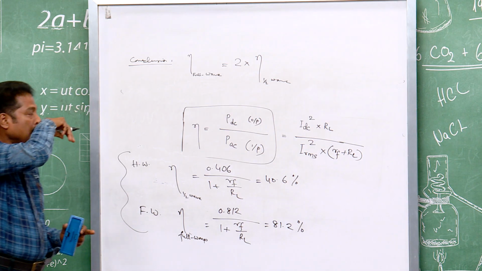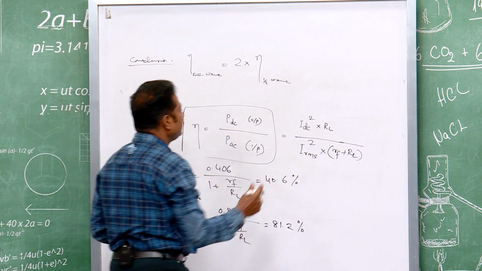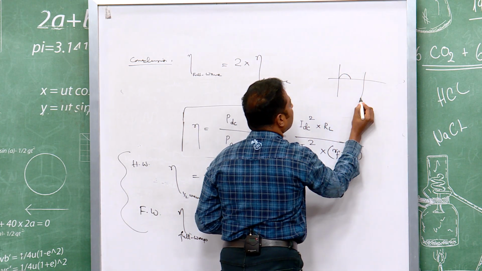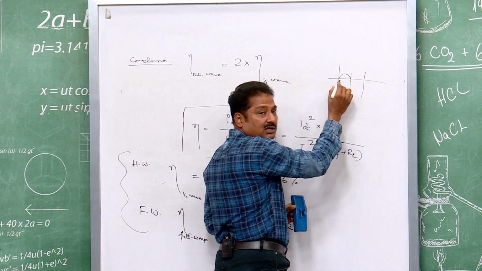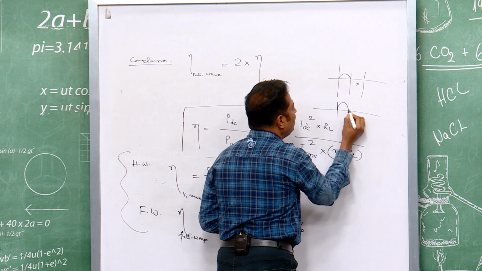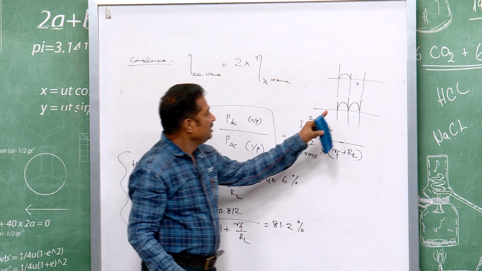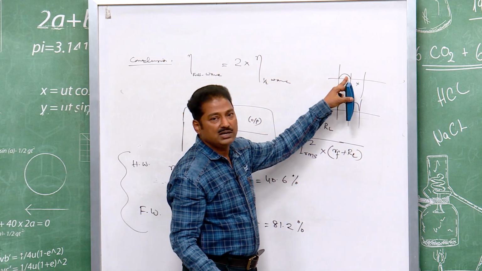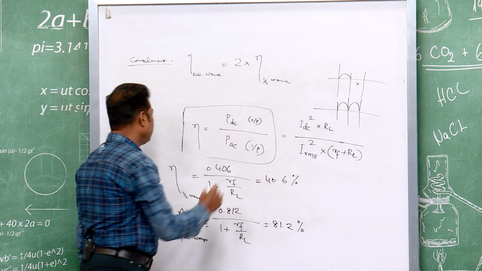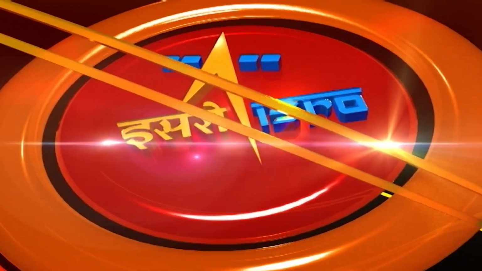This is your conclusion, and you see why it is there, because in half wave you are getting the output for half cycle only, but in full wave you are getting it for both the cycles. You see this is twice of that one, therefore, you are getting twice the efficiency of the half wave rectifier.